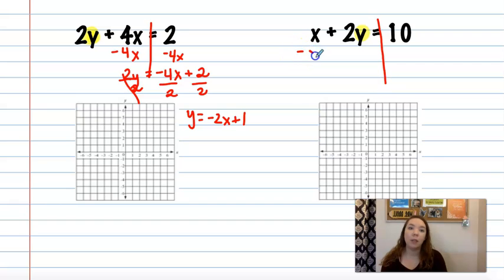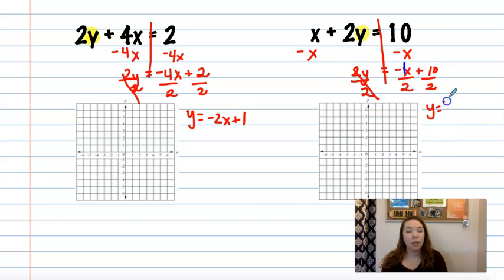So I'm going to start by subtracting x from both sides. So it's 2y equals negative x plus 10. And remember, this is the same as a negative 1. So if you want to put that 1 there, by all means, go for it. And then we'll divide everything by 2. So this is y equals negative 1/2 x plus 5. So we would start at 5. And then negative 1 means we're going to go down. So we're going to go down 1, right 2. Down 1, right 2. All right, so there's that line.